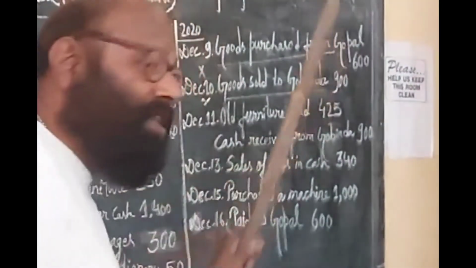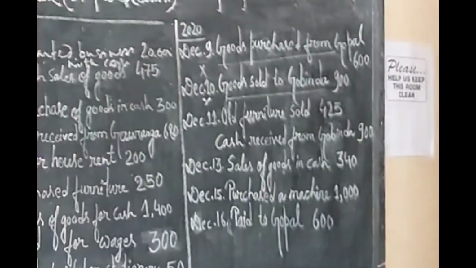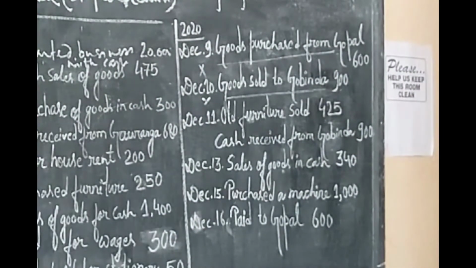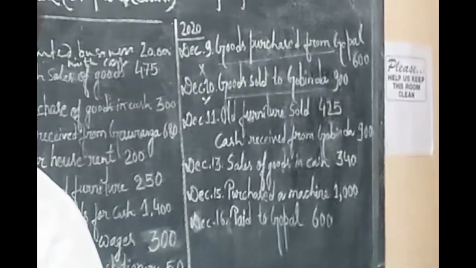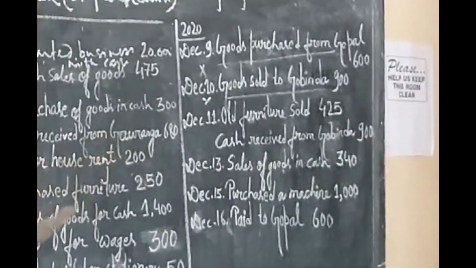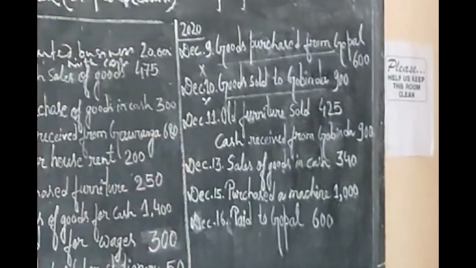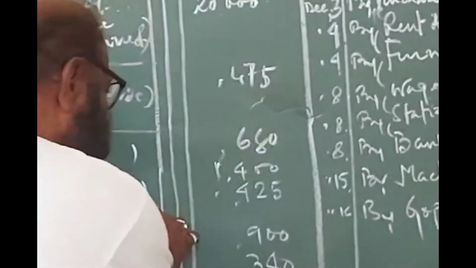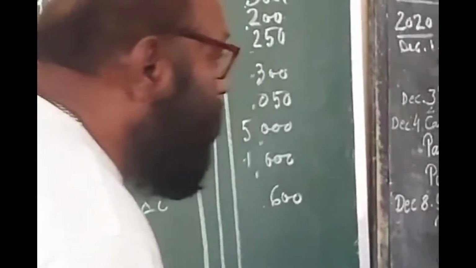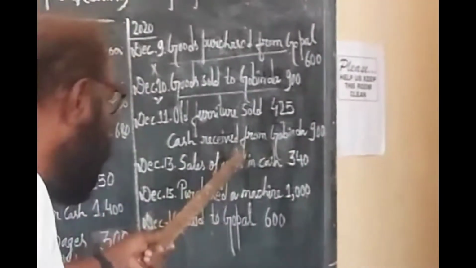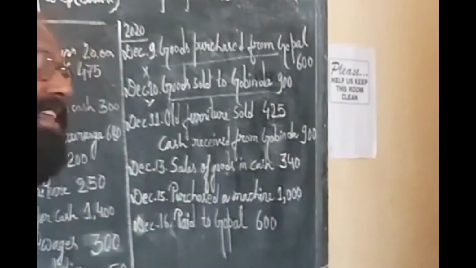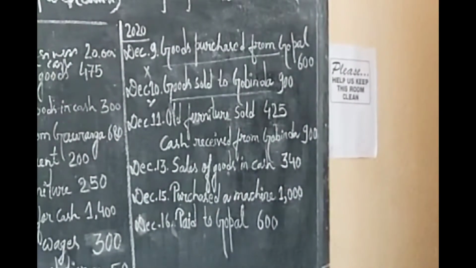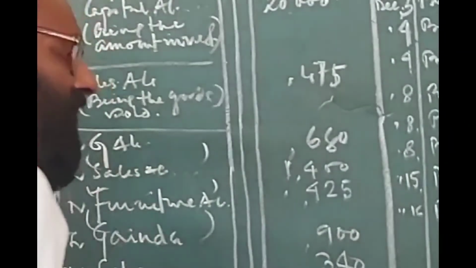Old furniture sold, so cash account debit to furniture. In the cash book it is to furniture. How much is it? Cash account debit to furniture, 425. Receive cash from Govind. Now we are getting cash from Govind for the sale of goods. So cash account debit to Govind. Now cash is debited and Govind account is credited.